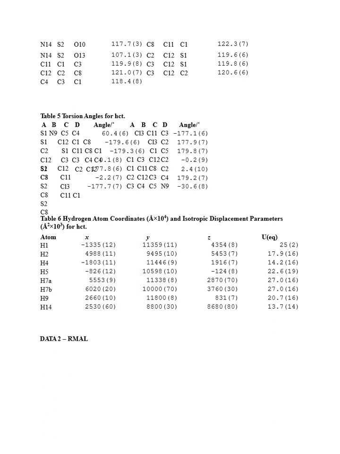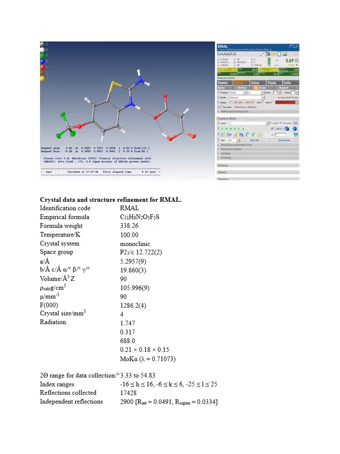In the same way, data 2, that is RMAL, is also refined, and we get an R value of 3.49. The empirical formula is C11H9N2O5F3S. In the structure diagram, the white ones represent hydrogen atoms and the red ones represent oxygen atoms. There is also H bonding. This is also a monoclinic system with space group P21/c.